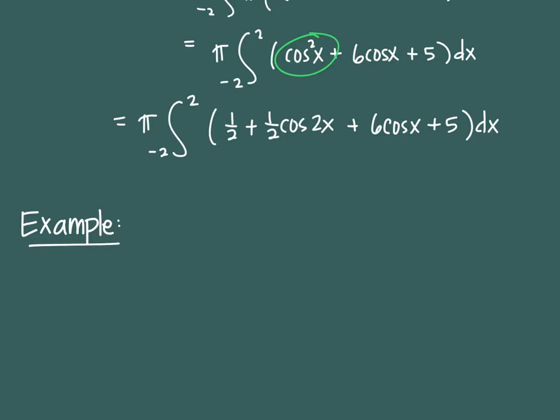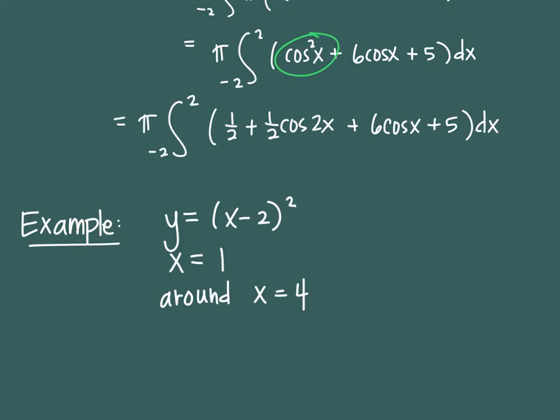Okay, so let's try y equals the parabola x minus 2 squared. And then let's try the vertical line x equals 1. And we're going to try rotating around the vertical line x equals 4.